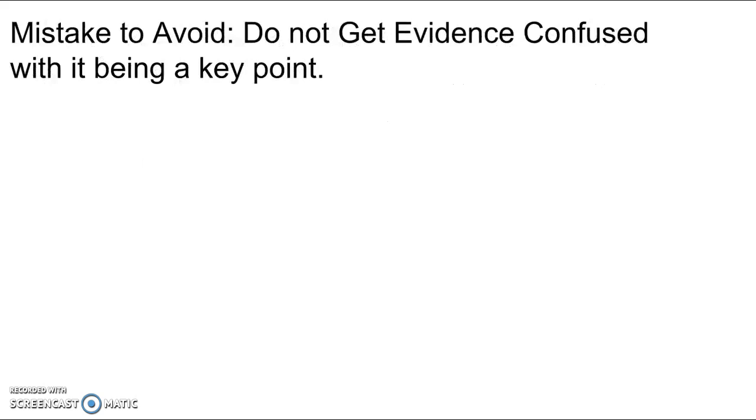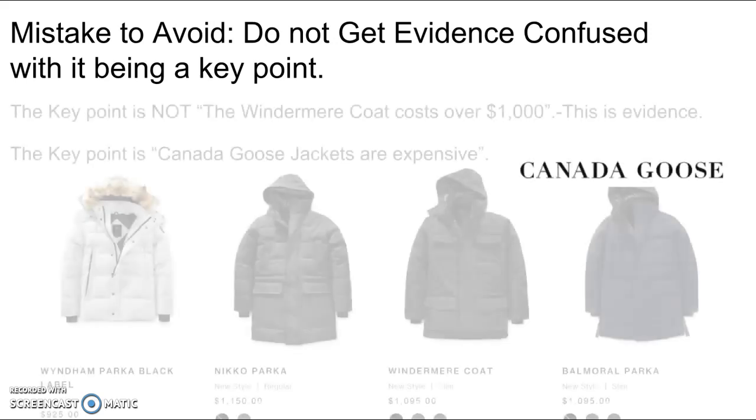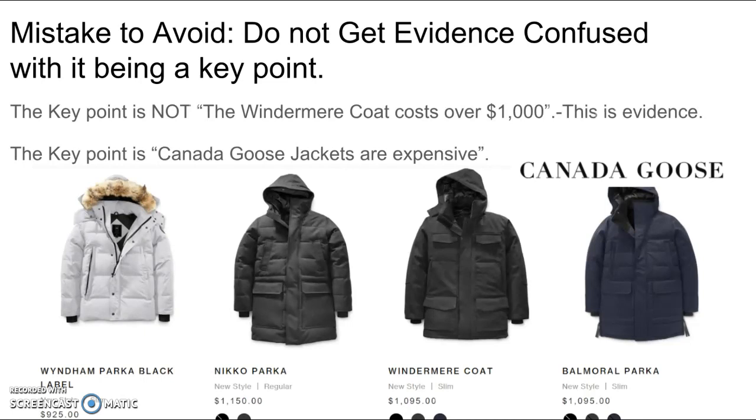So one mistake you want to avoid is don't get evidence confused with being a key point. So I see this a lot. Students will find evidence and maybe they'll go to the Canada Goose website and they'll see how expensive their coats are. And maybe the point they're trying to support is that fashion can be overpriced. And then the point of their paragraph might be something like, oh, this Windermere coat costs $1,000. That's not the point of a paragraph. That's just evidence. What you'd want to say is Canada Goose jackets are incredibly expensive. Then you might use the Windermere coat being $1,000 as evidence.